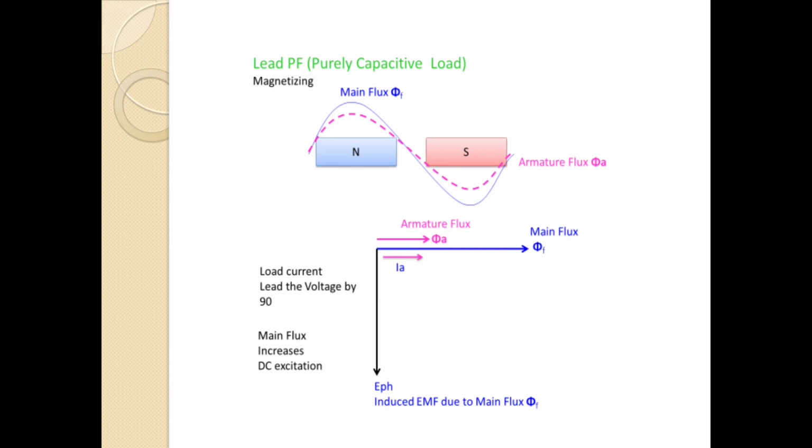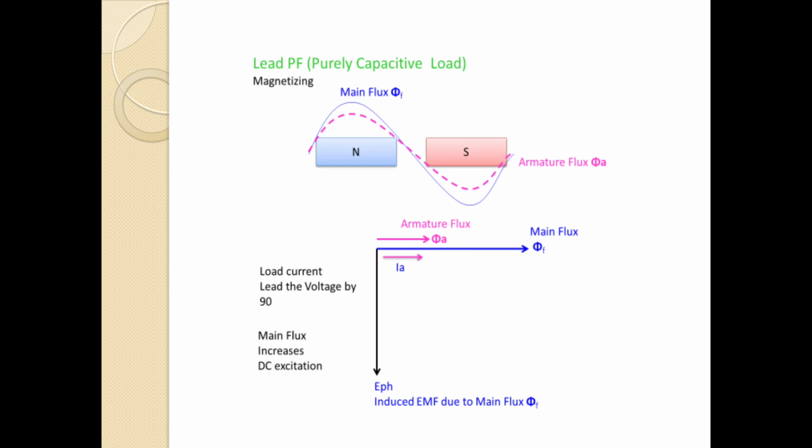Next one is zero lagging power factor. Let an inductive load be connected to the alternator. Induced EMF E phase drives a current per phase I phase which lags E phase by an angle of 90 degrees, so that field flux phi F produces E phase. E phase lags behind phi F by an angle of 90 degrees.